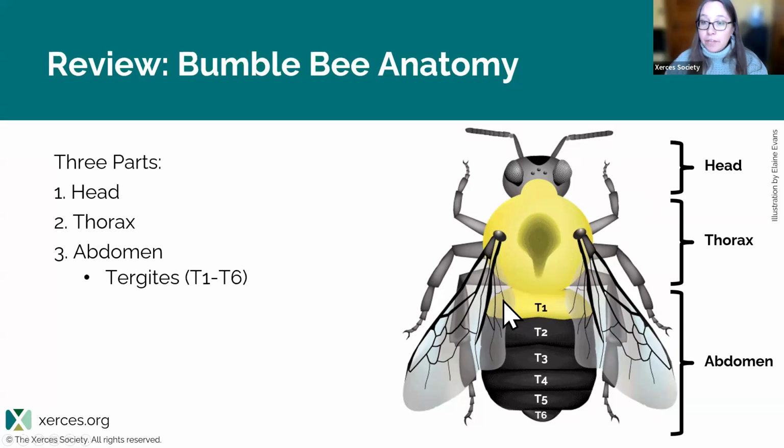The last part of the bumblebee's body that we'll be talking quite a bit about is the abdomen, which is that last part here. The abdomen is segmented, and each one of these segments has a name and a label. So we have T1, T2, T3, T4, T5, sort of moving backwards from where the abdomen connects to the thorax. And T here stands for tergite. So each one of those segments is called a tergite. And we'll be talking quite a bit about the color patterns on the abdominal segments, or tergites.